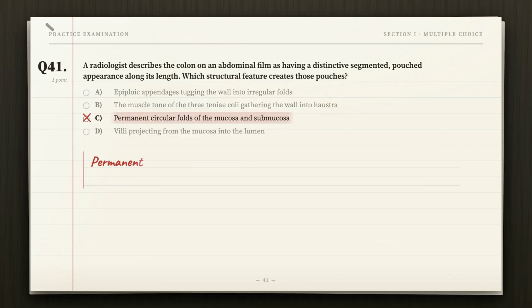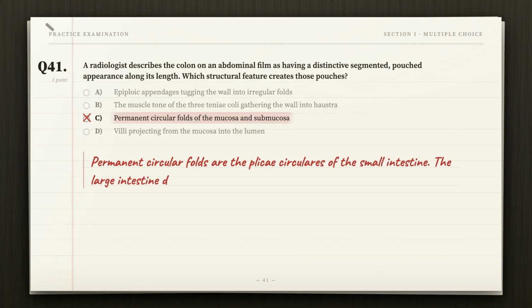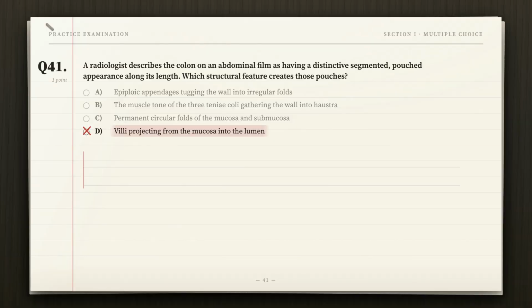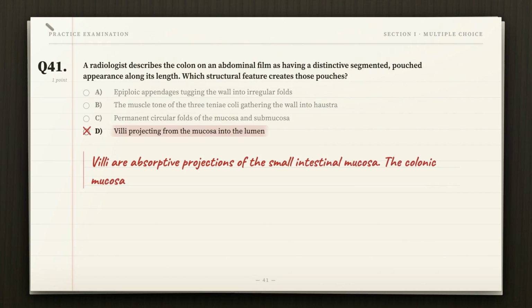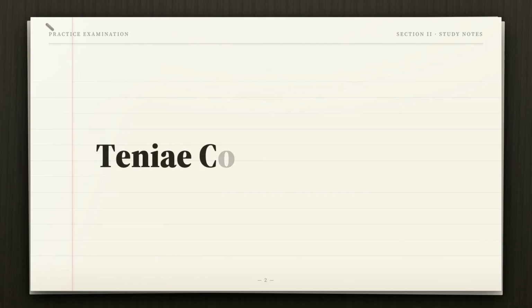C is wrong because permanent circular folds are the plicae circulares of the small intestine. The large intestine does not have them. D is wrong because villi are absorptive projections of the small intestinal mucosa. The colonic mucosa has no villi because nutrient absorption is already complete.